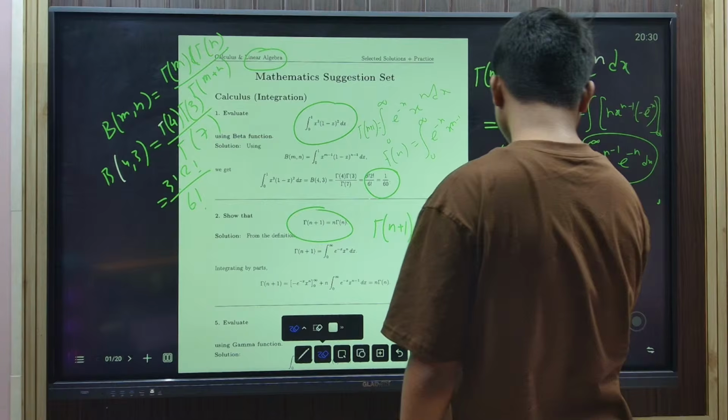So now what do we do here? From 0 to infinity, when we put infinity, 1 by infinity, x is fixed, right? So e to the power x is there, x to the power n, so 1 by infinity will be 0, and 1 by 0, that means 0 minus 0. So this is plus n gamma n, so this is exactly equal to n gamma n. So gamma n plus 1 is exactly equal to n gamma n. This is the proof of this, right?